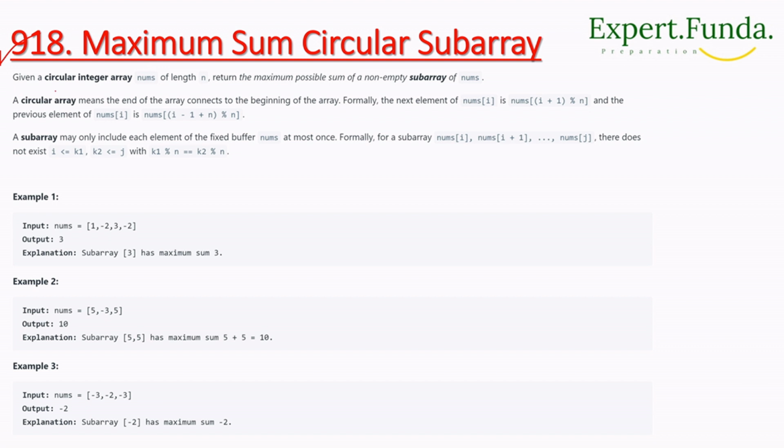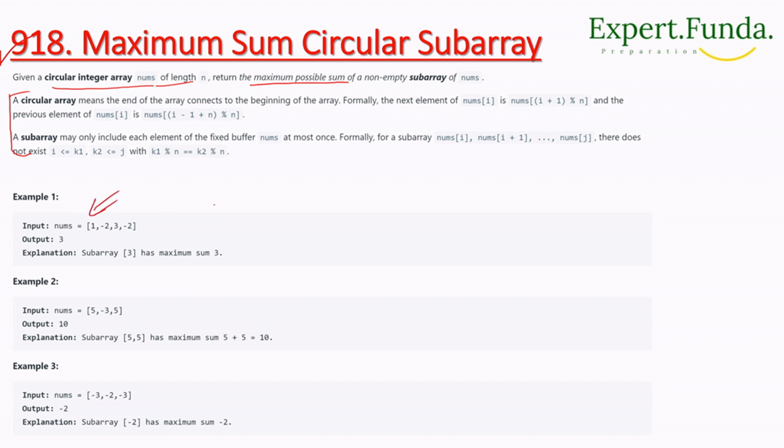the statement saying, given a circular integer array nums of length n, we have to return the maximum possible sum. Okay, so this statement is saying what a circular array is and its properties, right? So let's see the example.